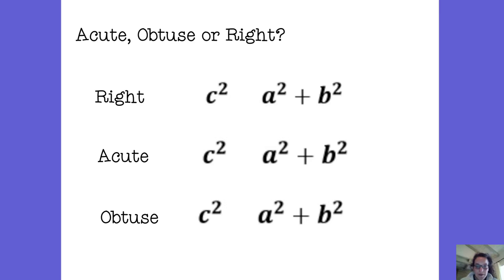So we can use the Pythagorean theorem to help us determine what kind of triangle we have. Is it acute, is it obtuse, or is it right? So obviously, if it's a right triangle, c squared should be equal to a squared plus b squared. That makes sense.